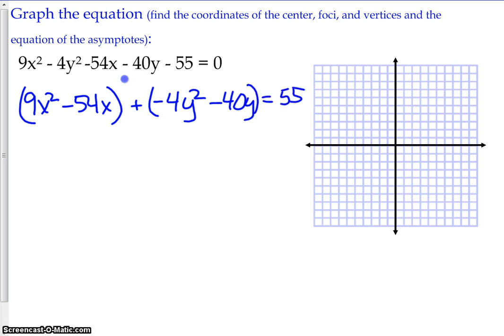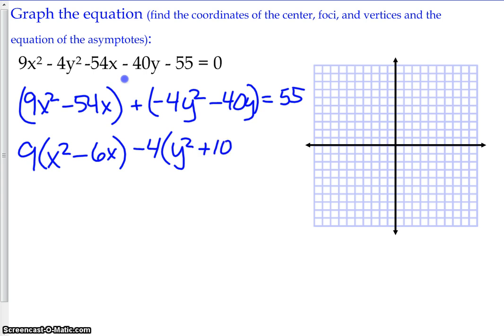So when I'm factoring out of my x squared terms, I'm going to factor out a positive 9, and I'm left with x squared minus 6x. Here I'm going to factor out a negative 4 because I still want a positive y squared in order for completing the square to work. So I'd have left y squared plus 10y here. Actually, I should have left some space here. Sorry guys, we'll figure it out. And then we still have equals 55.